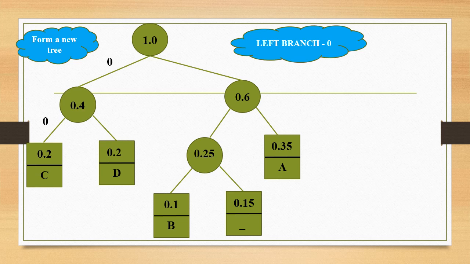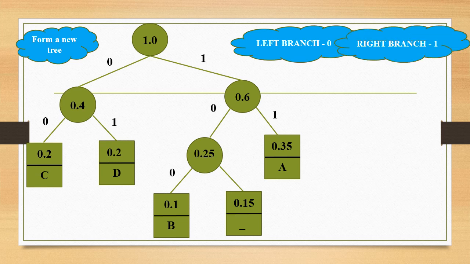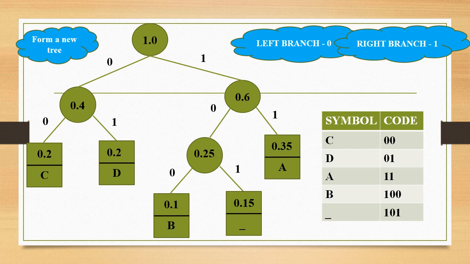What am I going to assign? I am going to assign 0 for the left branch and 1 for the right branch. Then I need to traverse my tree. That is what my second step says. C is here, D here, B here, A here, and underscore is here. Now I need to traverse from the root to the corresponding node. So for C it is this way. What are all the code words it comes across? 0, 0. That's what they have given here.